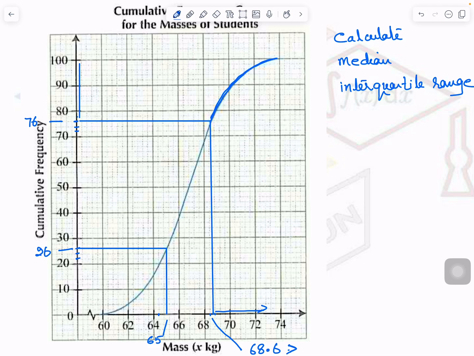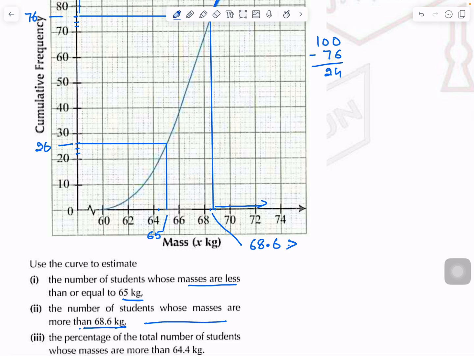So what is the technique? The highest point here is at 100, so 100 students. I will do 100 minus 76, because 76 students have mass less than 68.6. To find the answer for more, I will simply subtract from the total number of students, which is 100 in this case. So it will be 24. So I can say 24 students have mass more than 68.6 kg.